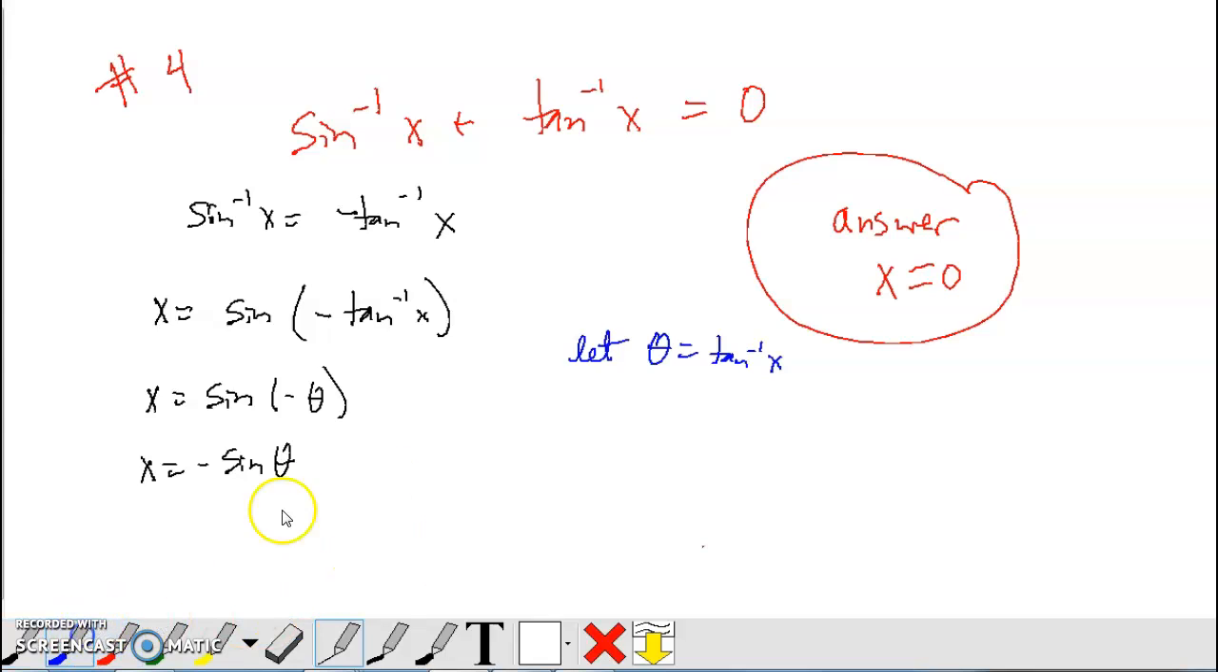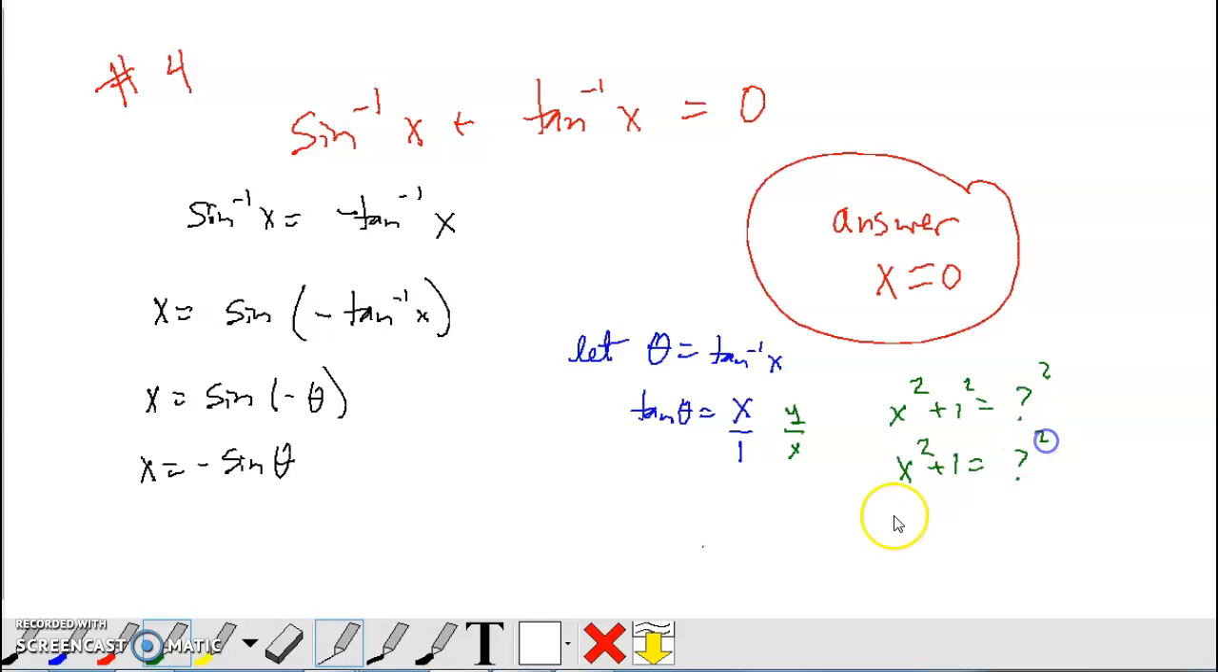Back to this part right here. I'm going to apply the inverse to both sides, and I'll get tangent of theta is equal to x. Knowing that this is really x over 1, and tangent is y over x, what I'm missing is r. So x squared plus 1 squared is equal to r squared. Take the square root, and x squared plus 1 is in fact equal to r. Again, we're going to assume that it is positive.